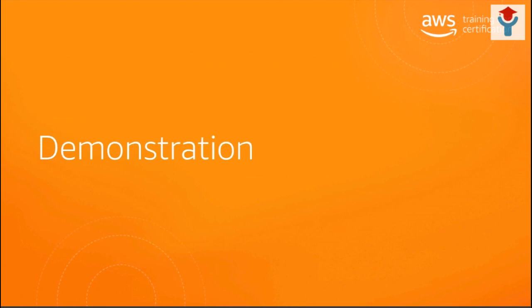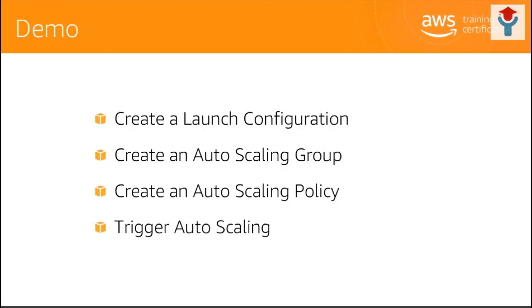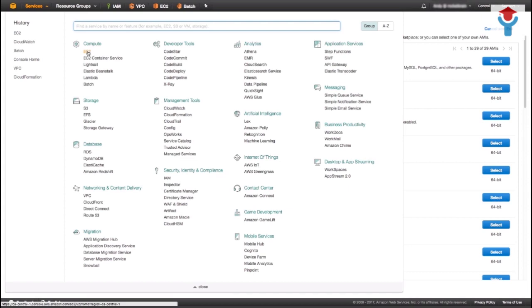Okay, let's do a brief demo with auto-scaling so you can see this for yourself. We're going to create a basic launch configuration, an auto-scaling group, and an auto-scaling policy. Then we'll finish up by triggering auto-scaling so we can see it work. So the first thing we're going to do is open up the EC2 service.